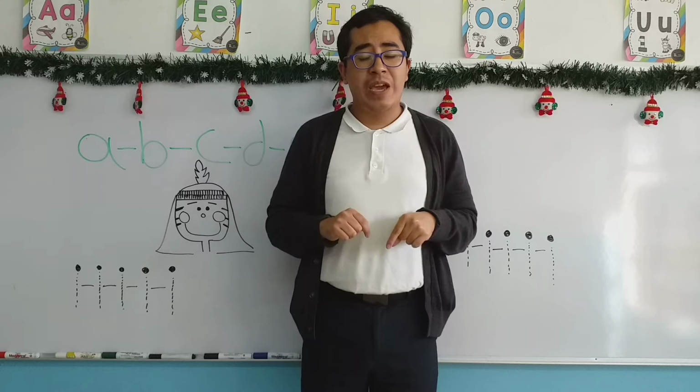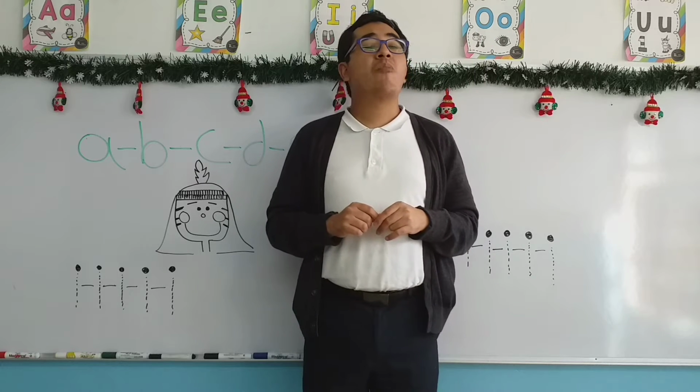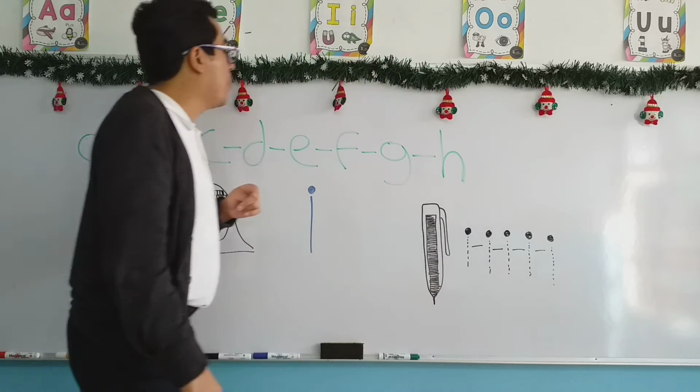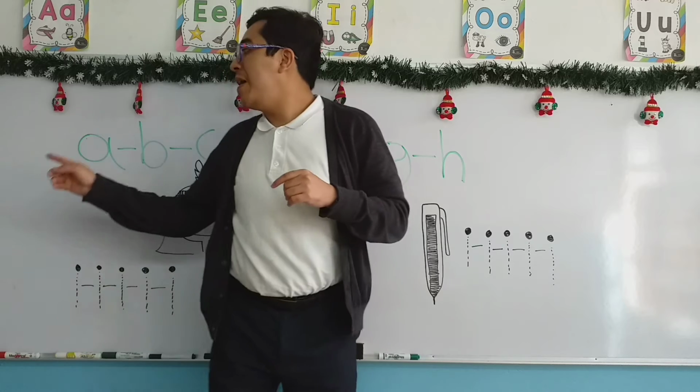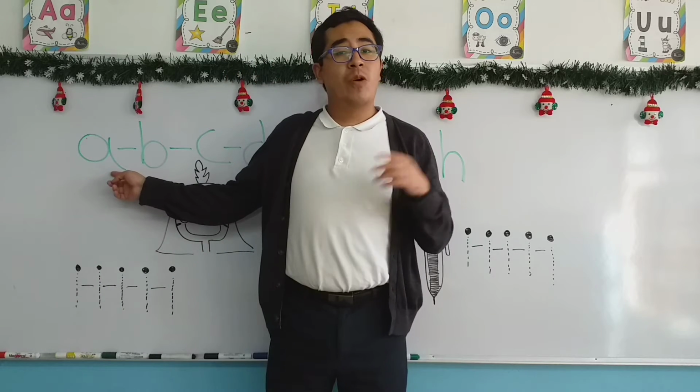So, for today, we are going to associate letters of the alphabet with names of people. Let's begin. First of all, with the letter A in its small form. Small A for Alan.